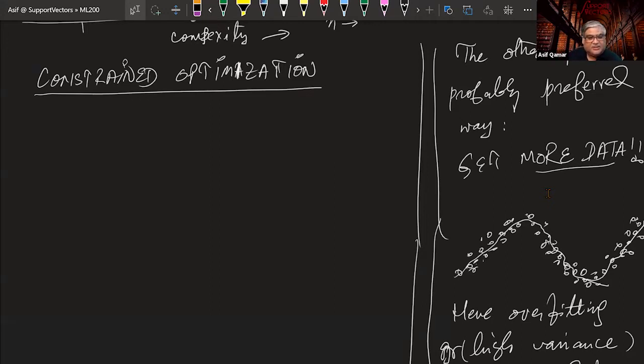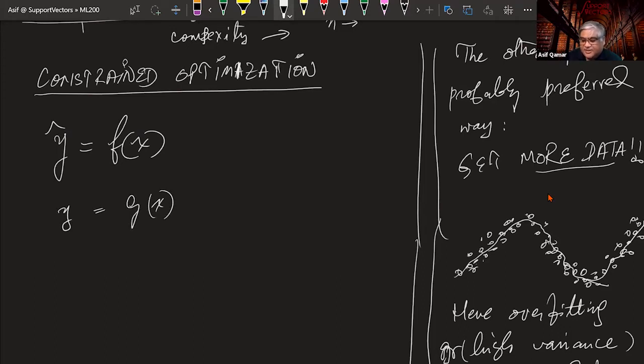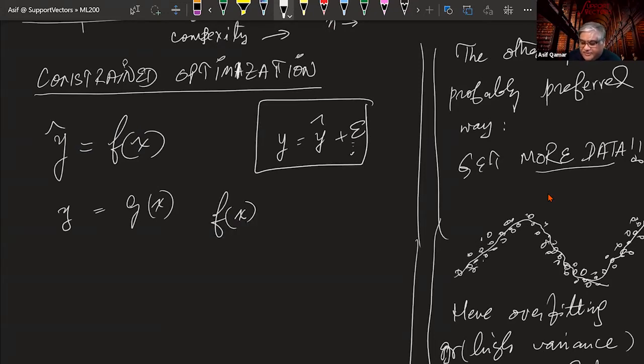Suppose you have a function y. Let's write down what we wrote before. We are trying to find a function y hat, which is a function of x. And you know the ground truth, y, is actually a function g of x. So y is basically y hat plus some irreducible errors that get made in your model. And your pursuit is to find an f of x that approximates the ground truth. This is our ground truth.